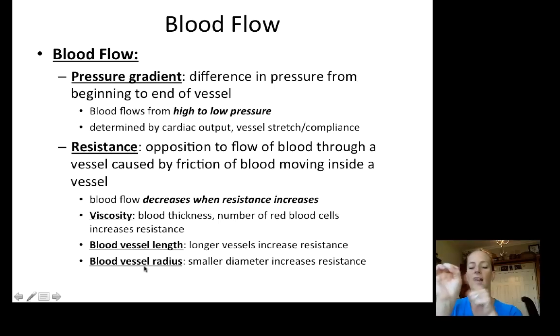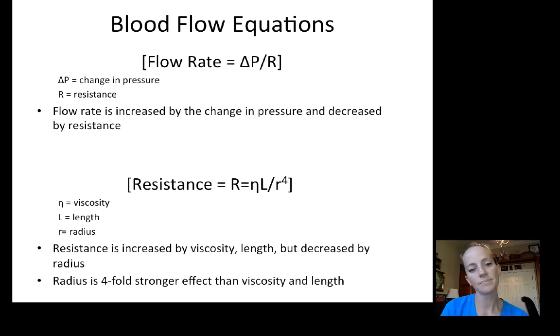So if you have a tighter space for the blood vessel, it's a smaller diameter and it's going to be more likely to bump against the wall. So if you have a large vessel, the blood bumping against the wall is not as much, but if you have a small vessel, it's much tighter and much more resistance.